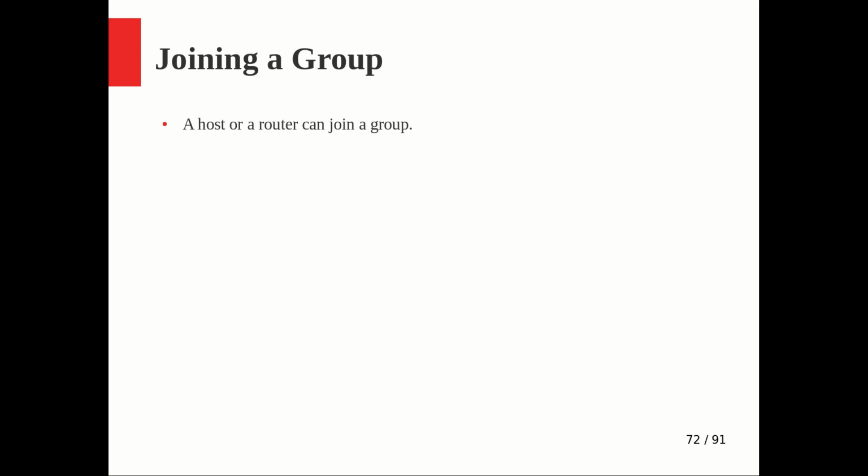A host or a router can join a group, again in two contexts. A host is trying to join a group because one of its inside processes wishes to participate in that group, wishes to receive packets of that group. A router is part of a group in the sense that, in the global routing, this router wishes to receive packets for that particular group. Then only can it further deliver them to the individual hosts, and the host will further deliver them to the processes. That is the flow.